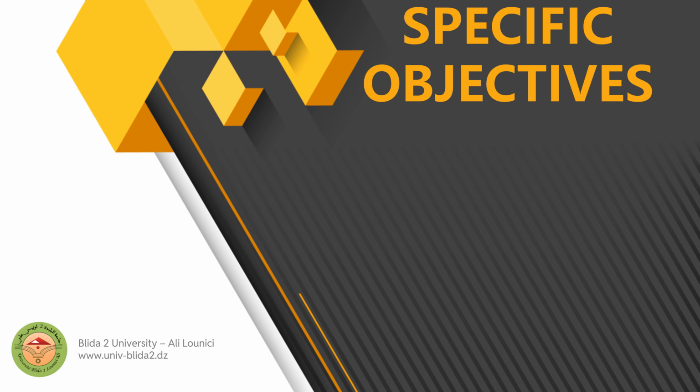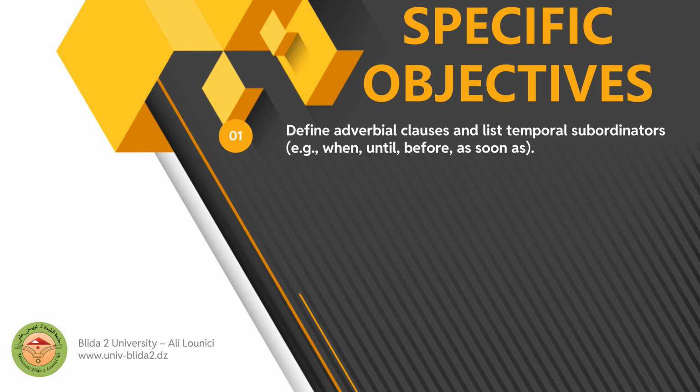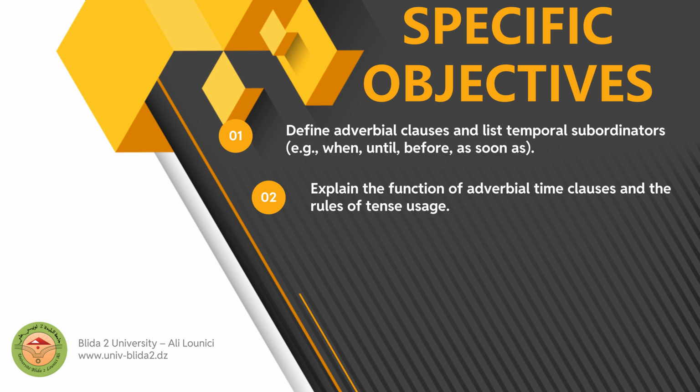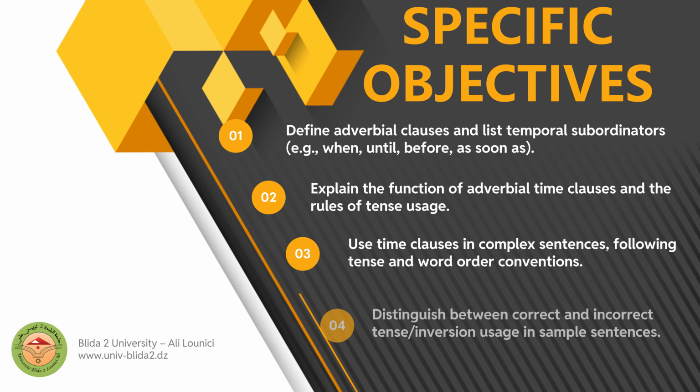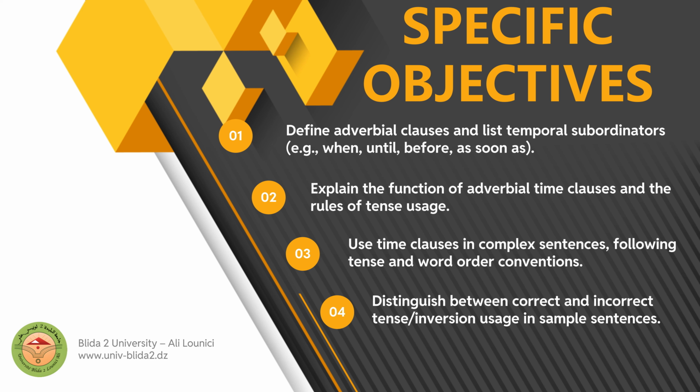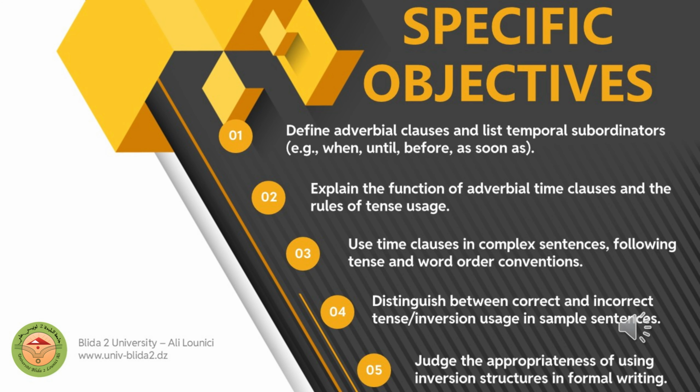By the end of this lesson, you should be able to define adverbial clauses and list temporal subordinators, for example, when, until, before, and as soon as. Also, you will be able to explain the function of adverbial time clauses and the rules of tense usage. You'll be able to use time clauses in complex sentences following tense and word order conventions. You will be able to distinguish between correct and incorrect tense or inversion usage in simple sentences. Finally, you will be able to judge the appropriateness of using inversion structures in formal writing.